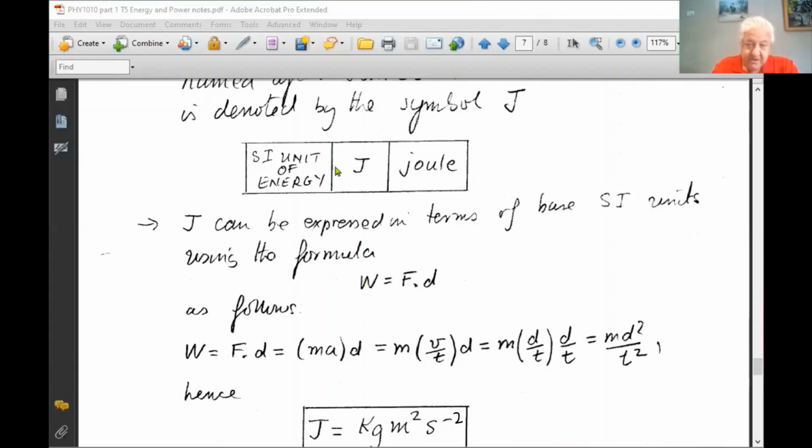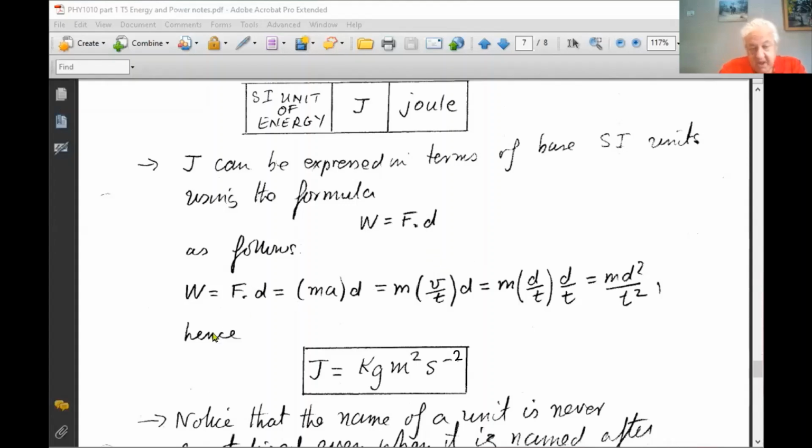And we can do this by using the formula for work equals force times distance. So let's see how we can get the units then. Work equals force times distance. Force, by Newton's second law, is mass times acceleration. Acceleration, by definition, is velocity over time. So I get m v over t times d. Let me shift the t under the d, and then I write my velocity in brackets as distance over time. So you can see I've got d squared over t squared.